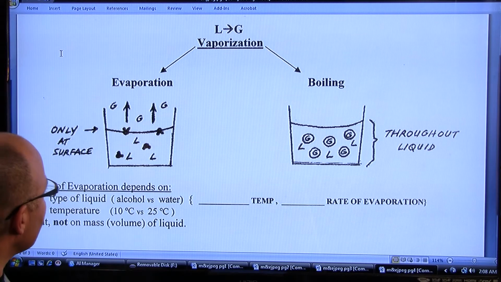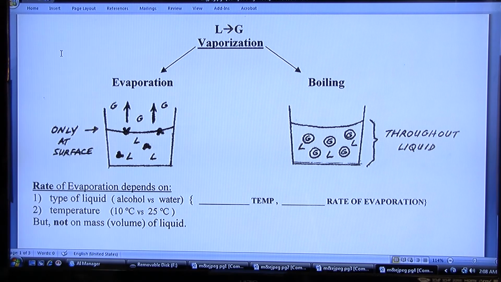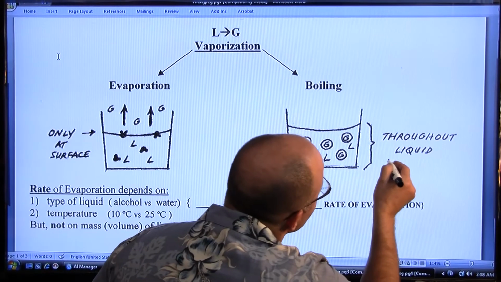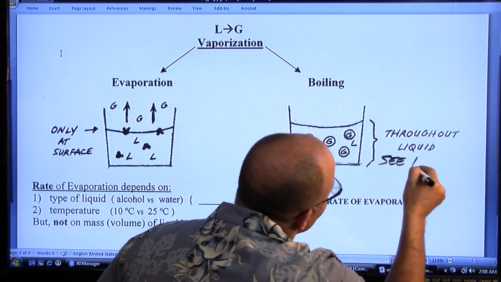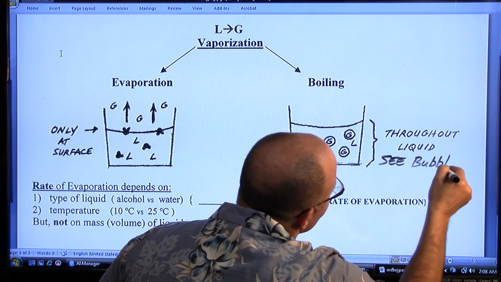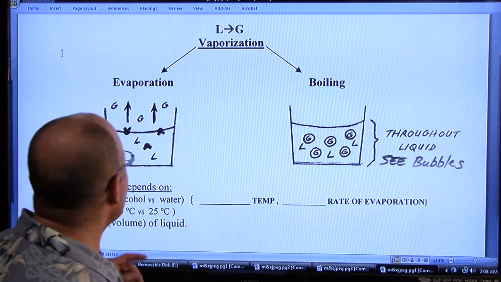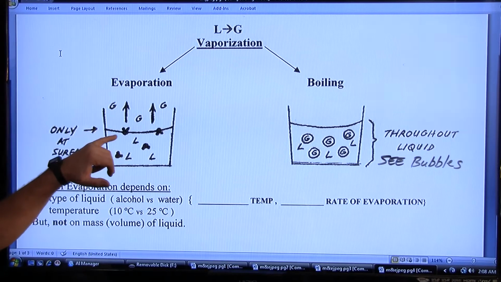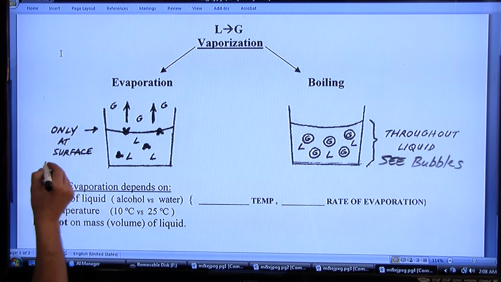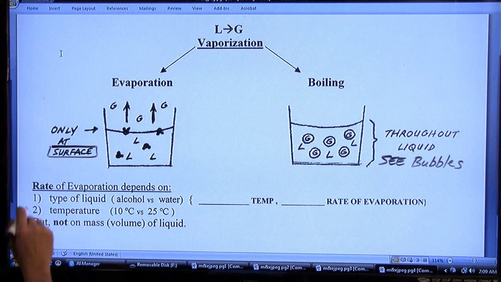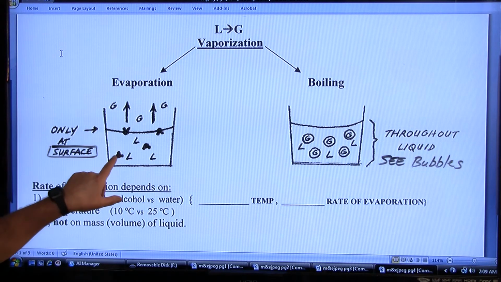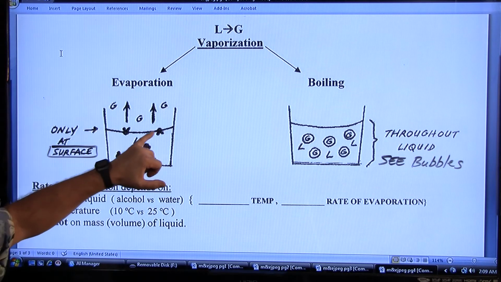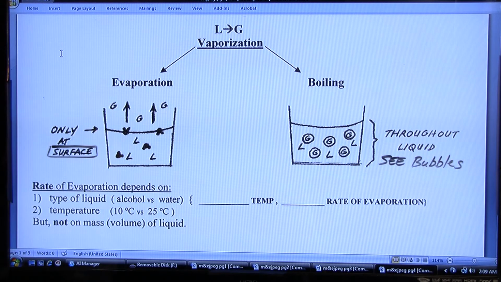In the case of evaporation, the reason why you don't see bubbles as compared to boiling, where you see bubbles, is because in the case of evaporation, the molecules are turning from a liquid to a gas only at the surface. Evaporation is a surface phenomenon. And so these Mickey Mouse things are supposed to be water molecules. I'm showing you the ones that reach the surface are the ones that turn into a gas.